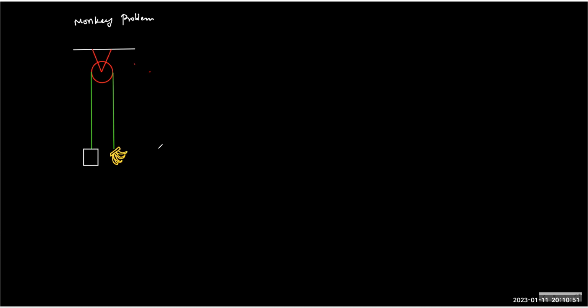So on one side there is a monkey actually. Okay, let me do this. So the monkey has mass m, and the banana also has mass m. So what happens? The monkey starts pulling the rope on the left side and tries to climb up.